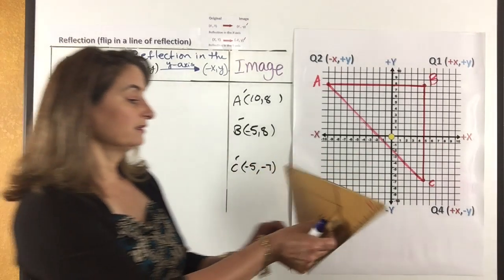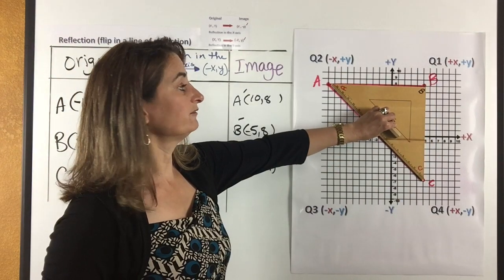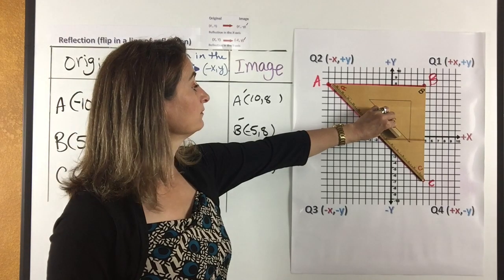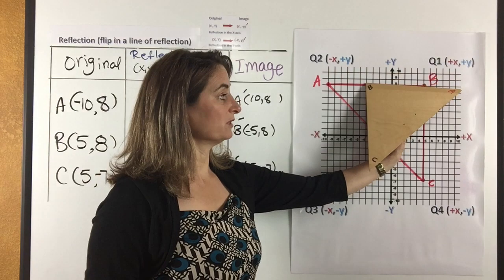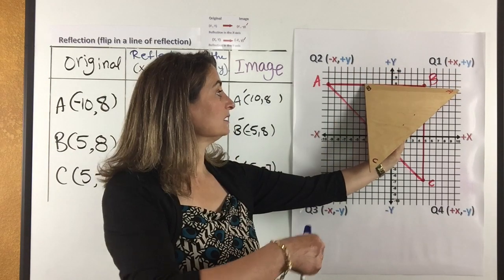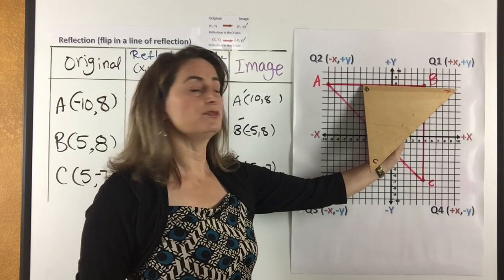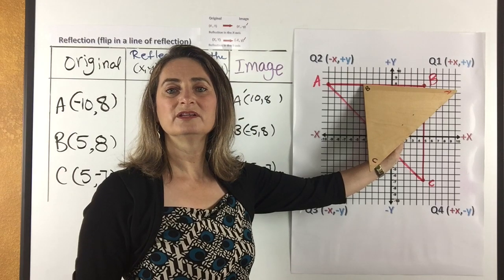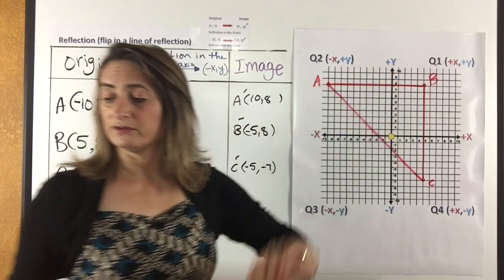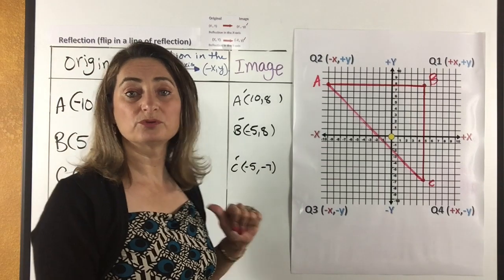You have A, B, C, here's the triangle, and you're going to flip this triangle in the y-axis. You're going to take this and you're going to flip it this way. Watch how the A is in the first quadrant, B second quadrant, and C is in the third quadrant. And now those are the coordinates of the image. So the first way is to count spaces, and then we'll see if it works with the rule.